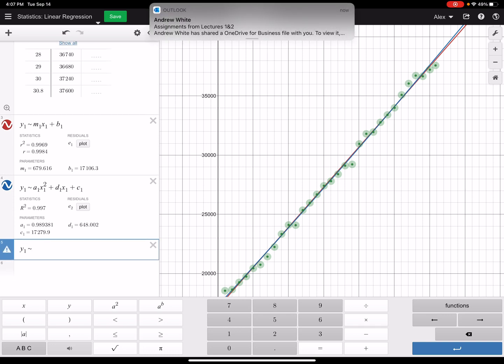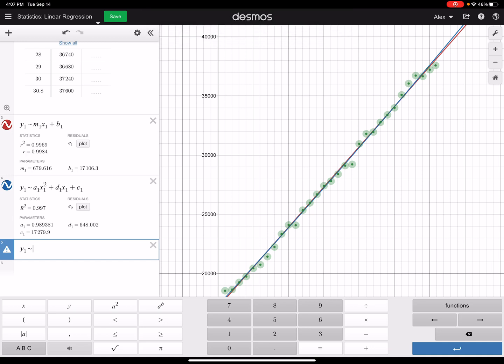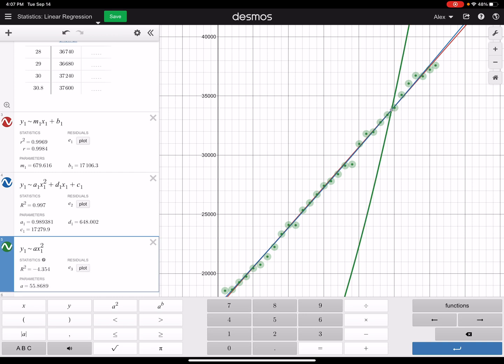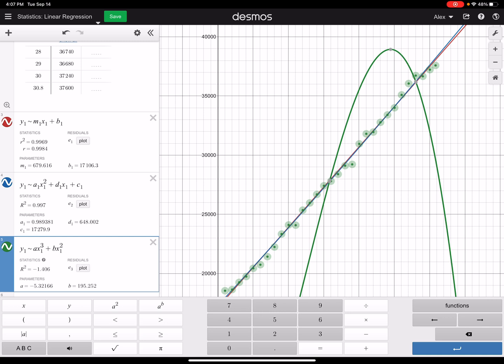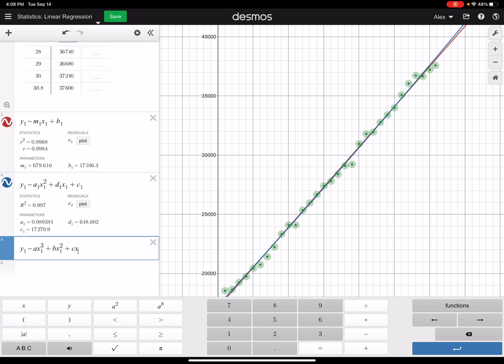Y1 is similar to, and we could say this would be, I'll just call this A, A x1 cubed, no, sorry, not squared, cubed, plus B x1 squared plus C x1 plus D. I just called it A, B, and C there.